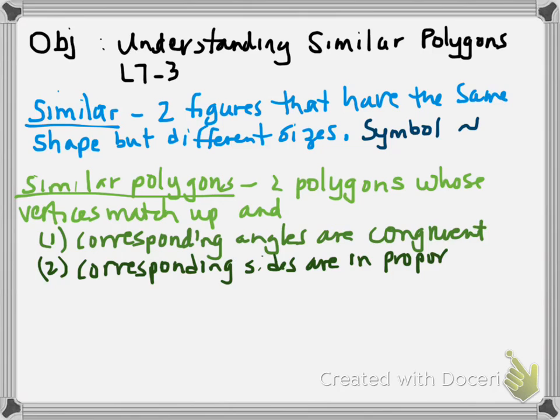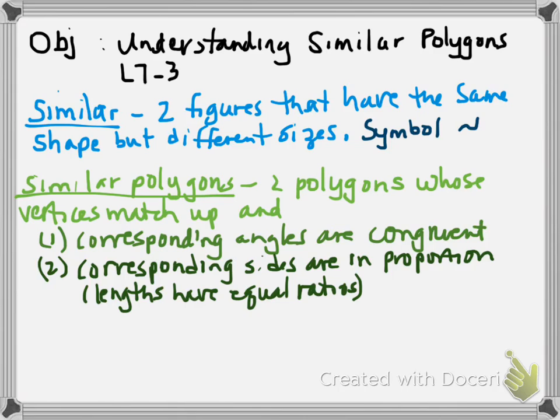And so that's what we've been talking about. And proportion is you have two things that have the same ratio set equal to each other, that's a proportion. So another way of saying that too is that the lengths of these sides have equal ratios. Okay. So on the next screen I want to give you an example going through this.